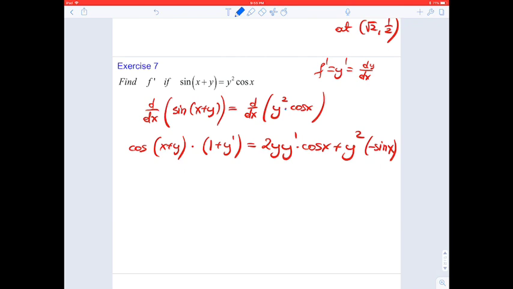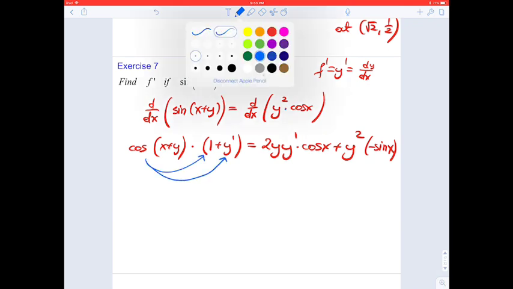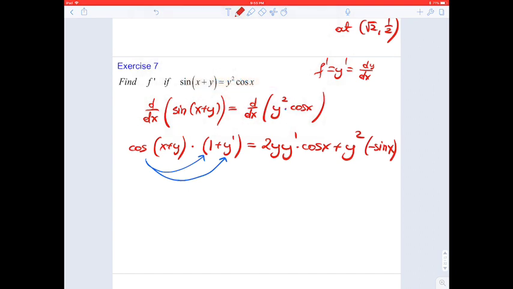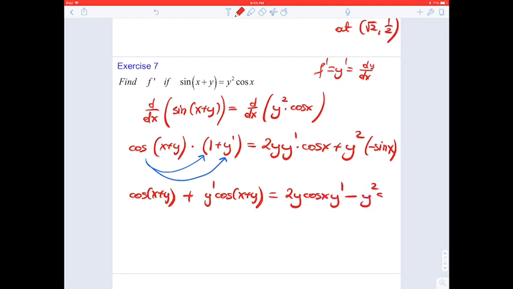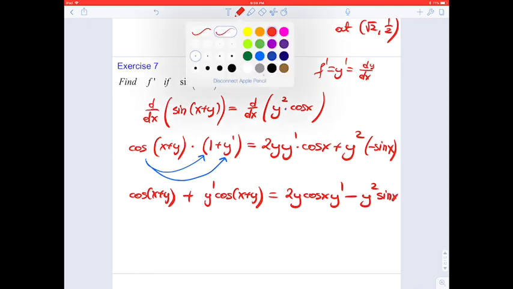I will distribute cosine and I will multiply by this. That's the first thing. That means cosine of x plus y times 1 is just cosine of x plus y, plus y prime times cosine of x plus y. And then we have 2y cosine of x y prime minus y squared sine of x.